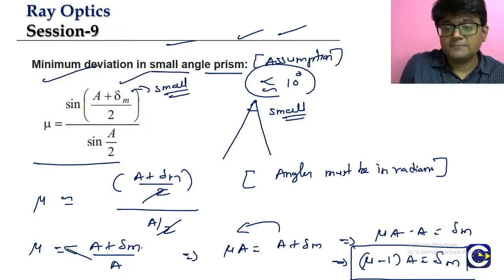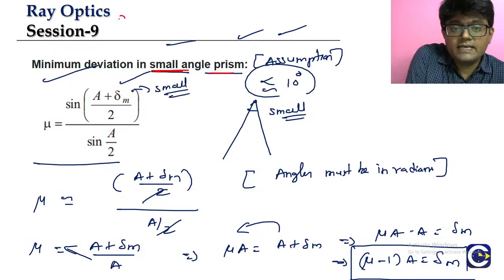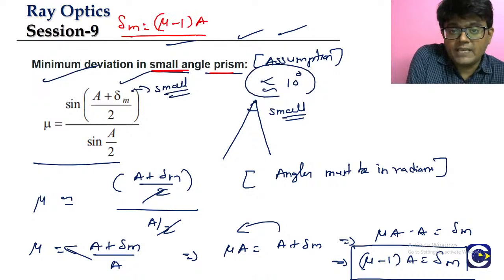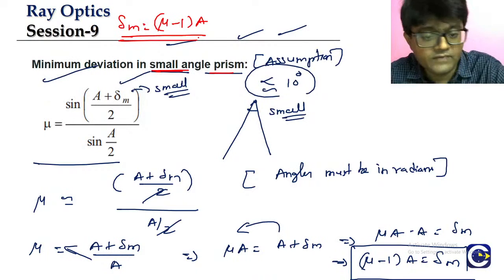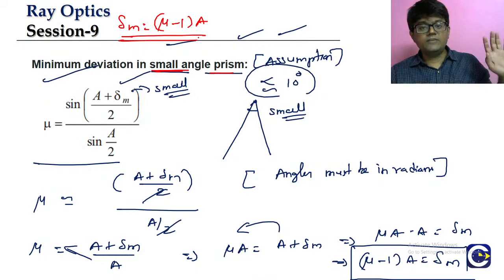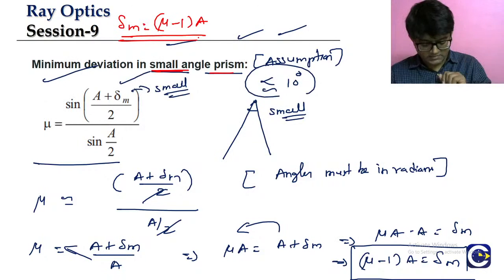When can we use it? We cannot use it for any prism. This can be used only for what? The small angle prism. What is the delta minimum value? Mu minus 1 into A. What is the delta minimum value? It will be Mu minus 1 into A. When can we use it? We can use it only for the small angle prism, not every time.